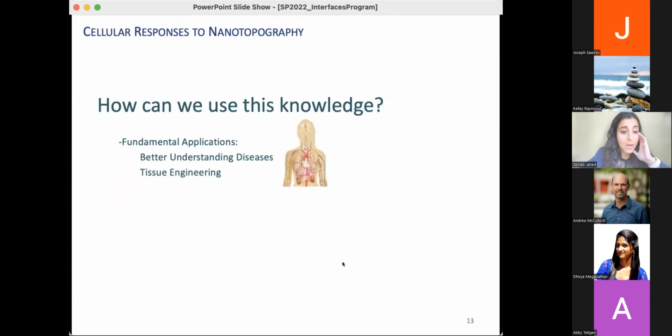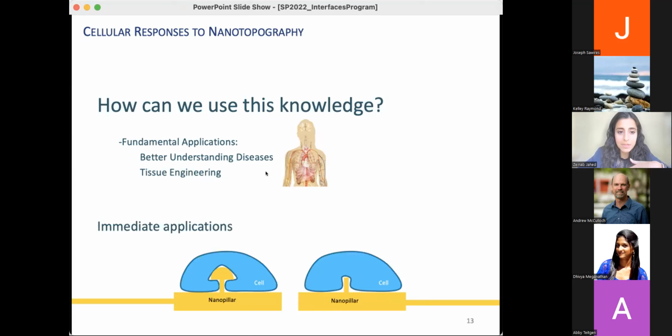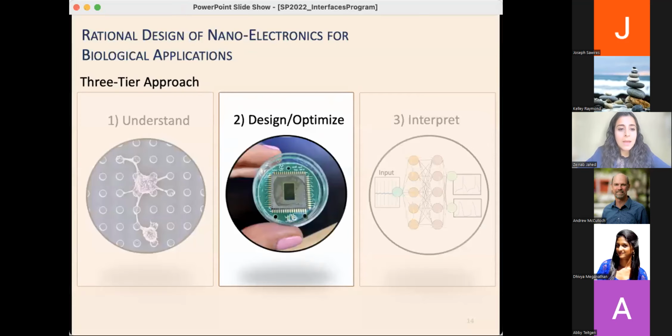So why am I talking about all this? Why is this important, and how can we actually use this knowledge? The typical reason a lot of people study these responses to topography, responses to stiffness, is for some fundamental applications such as better understanding disease or using these surfaces for tissue engineering. However, there are some immediate applications to knowing how cells interface with these structures, and that is in our field, which is designing electronics to record from cells. And that brings me to the second part of my talk, which is designing and optimizing these nanoelectronics for sensing biological processes.